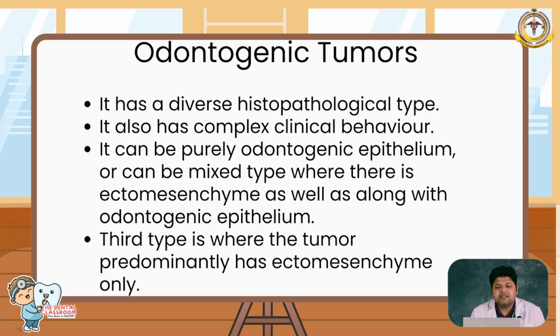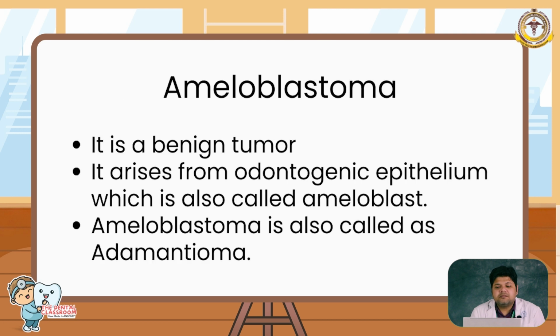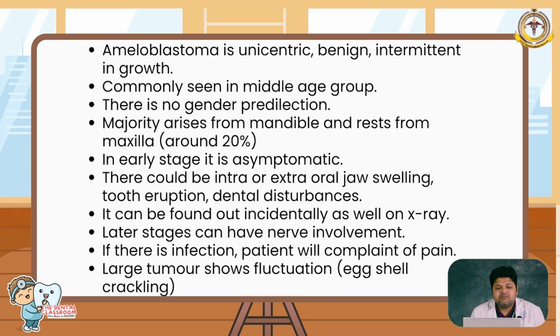For tumors of odontogenic epithelium, one example is ameloblastoma. Ameloblastoma is a rare benign tumor of odontogenic epithelium, that is ameloblast. It is also called adamantioma. The term adamantinoma was coined in 1885 by a French physician, and ameloblastoma was coined in 1930 by Ivey and Churchill. The clinical features of ameloblastoma have been defined by Robinson as a usually unicentric, non-functional, intermittent in growth, anatomically benign and clinically persistent tumor.